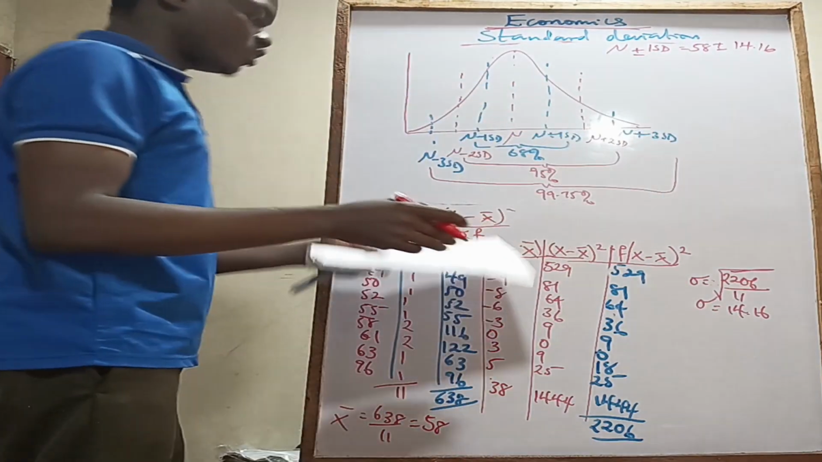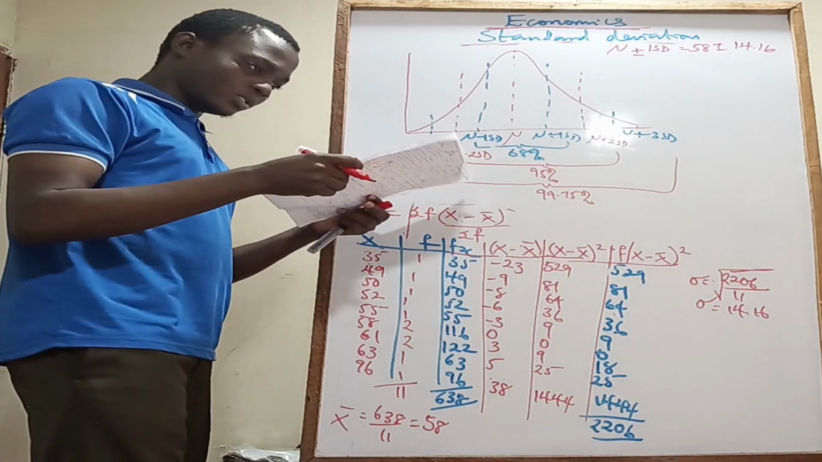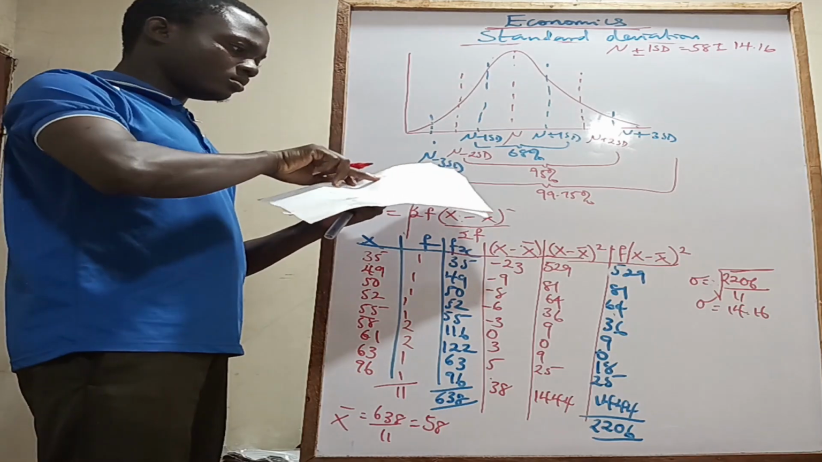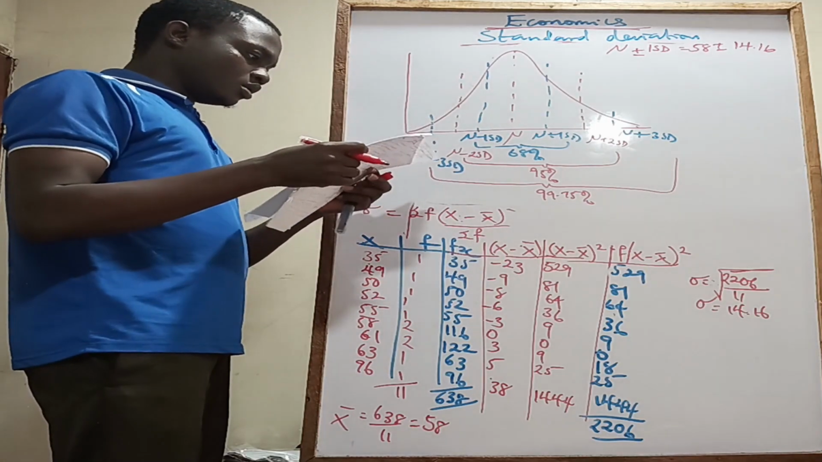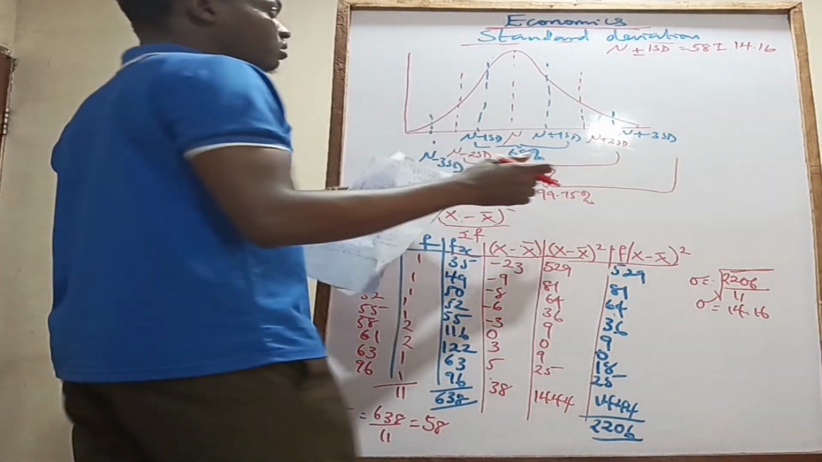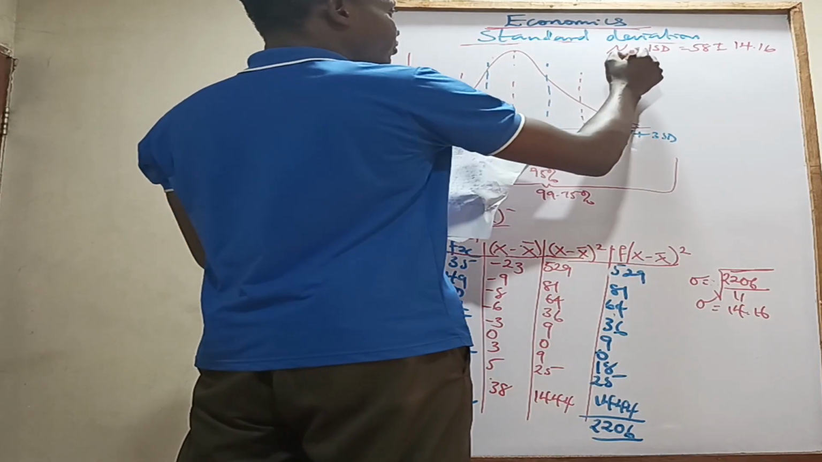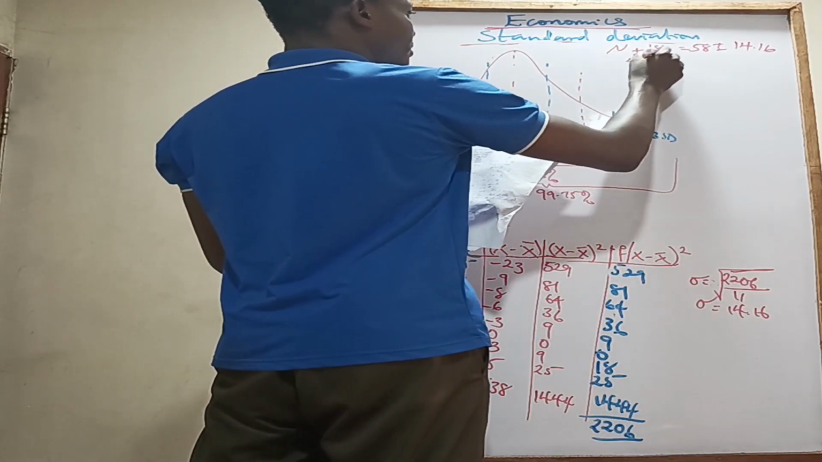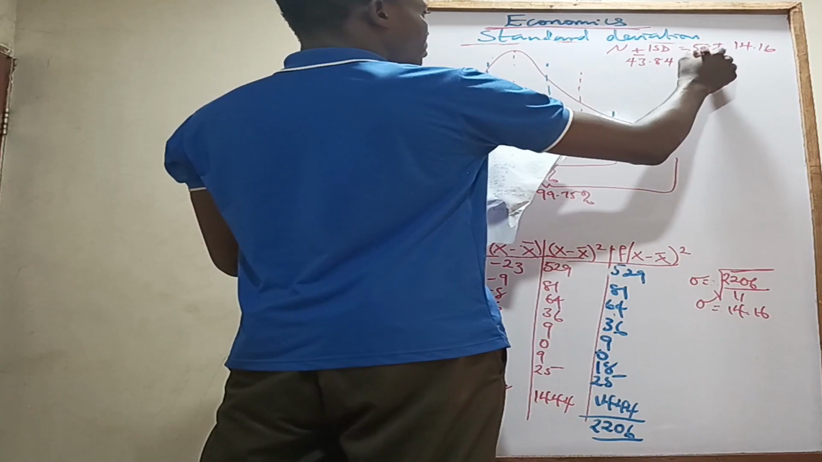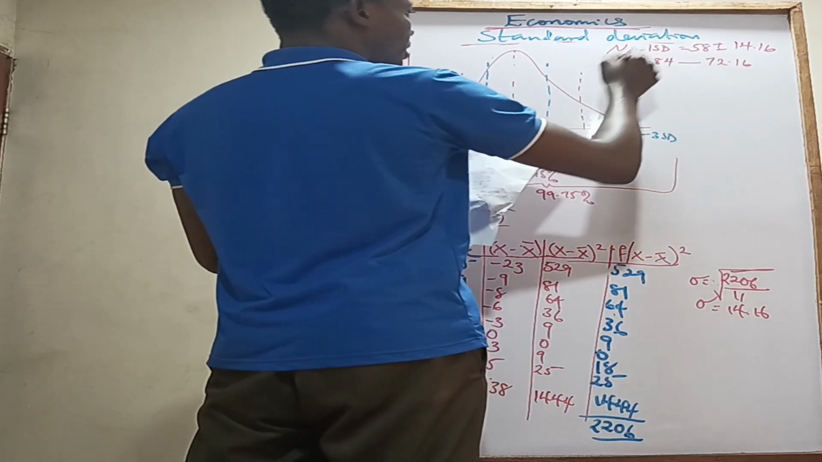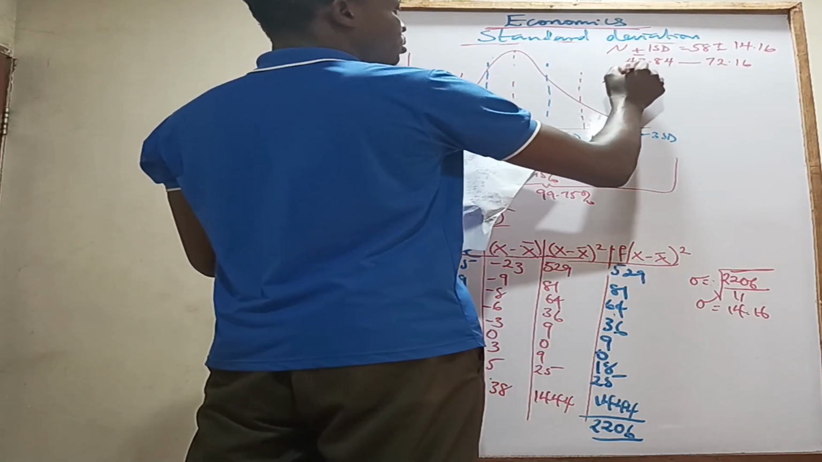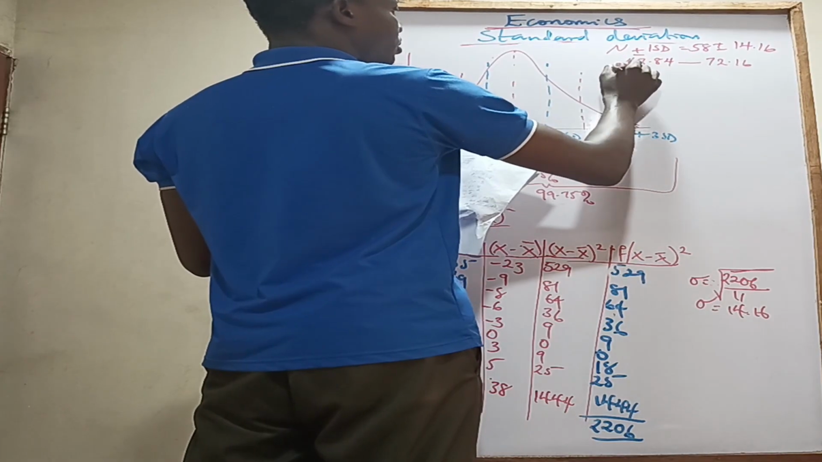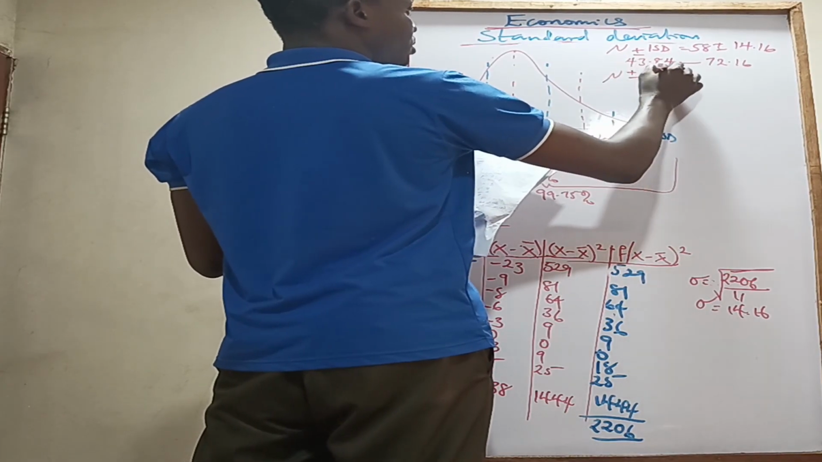So what range are we going to be having? I think I've done it already. So that should be 72.16, and we're having 43.84 to 72.16. Then the mean plus or minus 2 standard deviations.